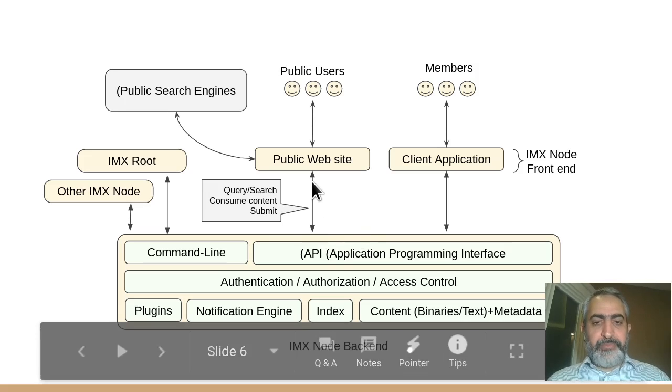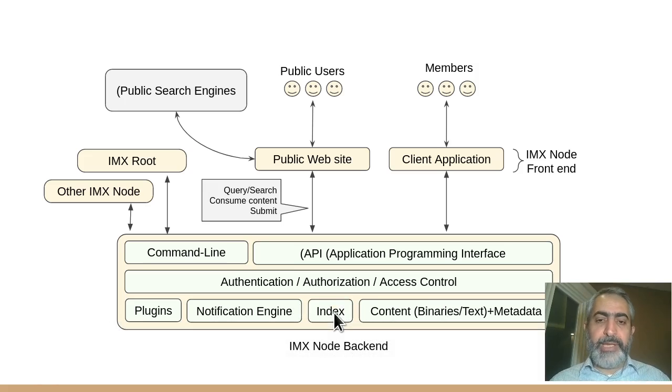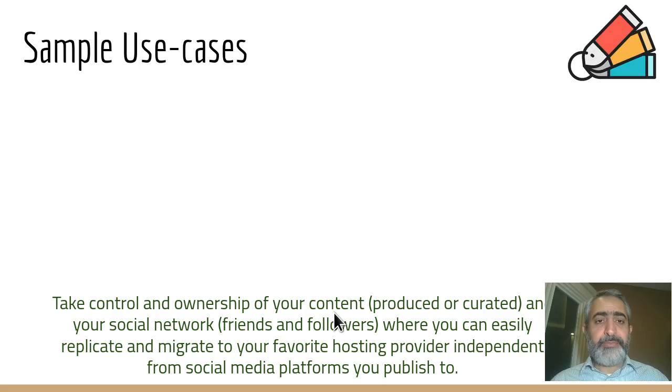This is a more in-depth overview of the basic components in the platform. So you have a security layer, you have the API layer, you have internally a notification engine, you have the content itself, you have an indexing engine, which gives you the option to quickly query the information and data. Now I'm going to walk you quickly through a sample of use cases. But before I list them, I would like to highlight again the purpose of this platform. This platform gives you the option to take control and ownership of your content, whether you produce the content or you create it from others. And also to take control over your social network, friends and followers, where you can easily replicate or migrate to your favorite hosting provider. So you are independent actually from social media.